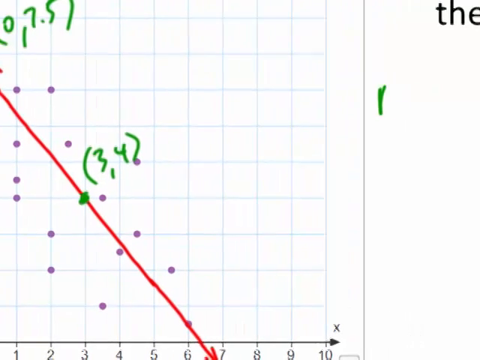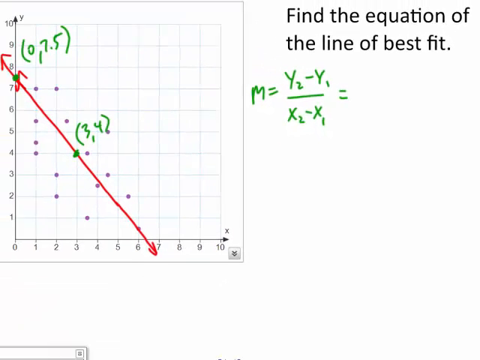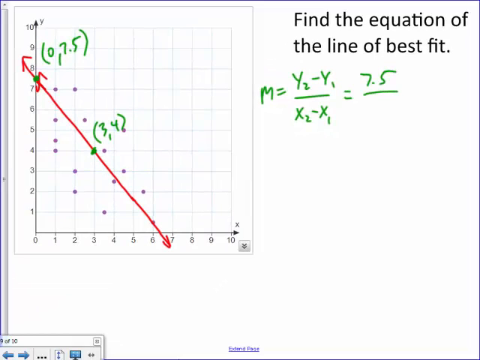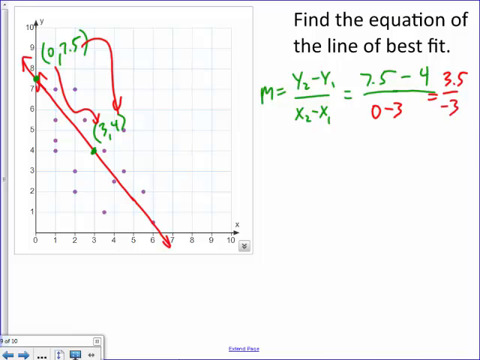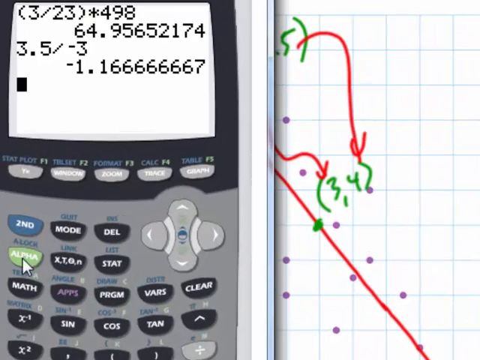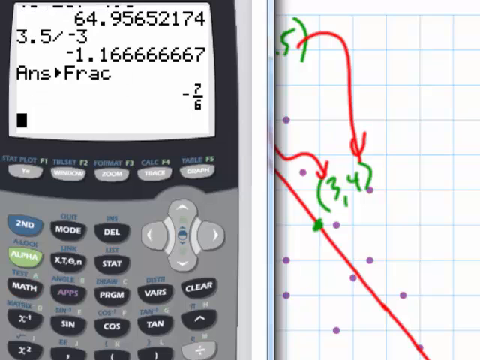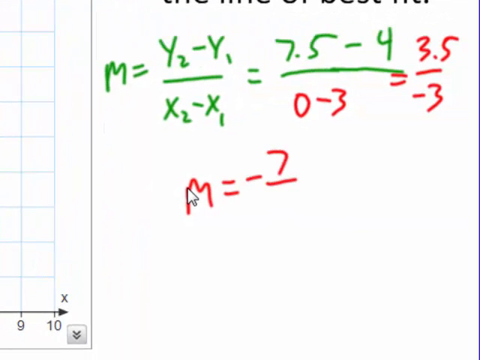So I have to find the slope first. Remember, subtract your y's on top, subtract your x's on bottom. So I got 7.5 minus 4, right? Subtract your y's on top, and then subtract your x's on bottom. You have to go in the same order. So 0 minus 3, and we end up with 3.5 over negative 3. Let's grab my calculator. If I go 3.5 divided by negative 3, I get something nasty. I'm going to change that to a fraction right away. Negative 7/6. Let's get nice fractions to use. So m equals negative 7/6.